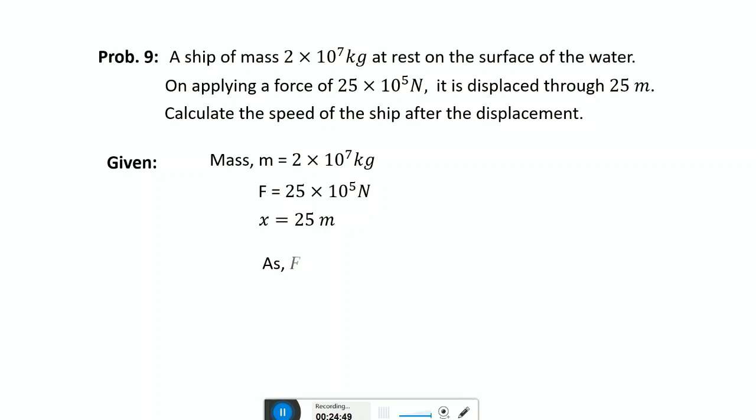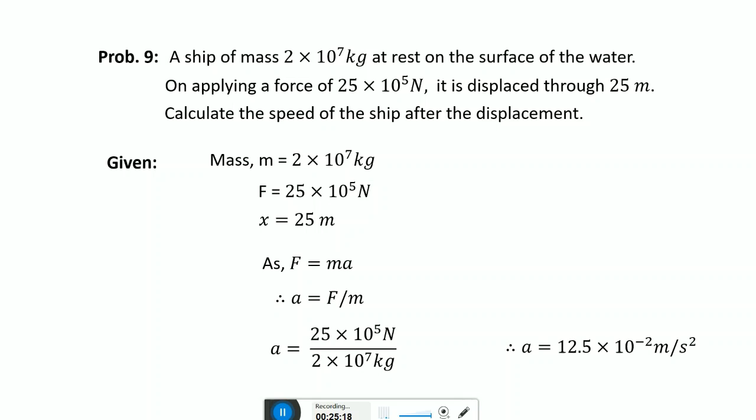So for that, again we consider Newton's second law of motion, that is F is equal to ma. First of all we have to find out A and then we can calculate V. Therefore A is equal to F upon m. Value of F is 25 into 10 raised to 5. Value of m is 2 into 10 raised to 7. So we get A is equal to 12.5 into 10 raised to minus 2 meter per second square.